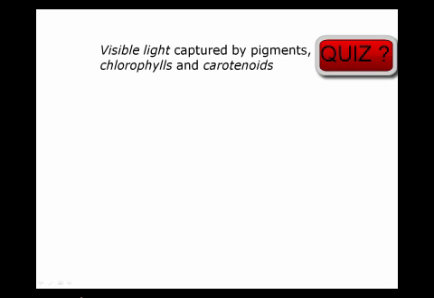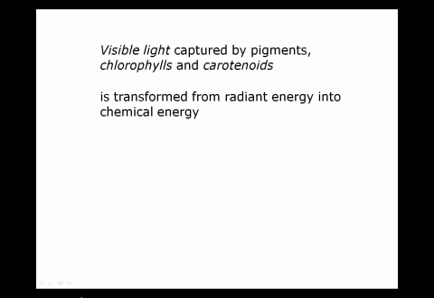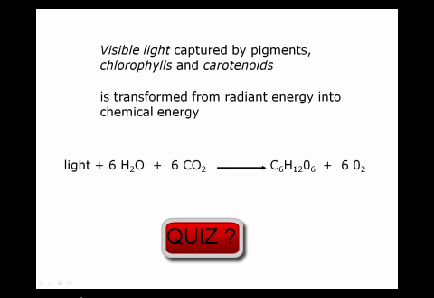So visible light is going to be captured by some pigments, primarily chlorophylls and carotenoids. And this sunlight, which is kinetic energy, radiant energy, is going to be transformed into chemical energy. We're going to form some chemical bonds, eventually forming the sugar glucose. That glucose then can feed all of the heterotrophs through the processes of cellular respiration that we saw in the previous lesson. So here is the summary reaction.